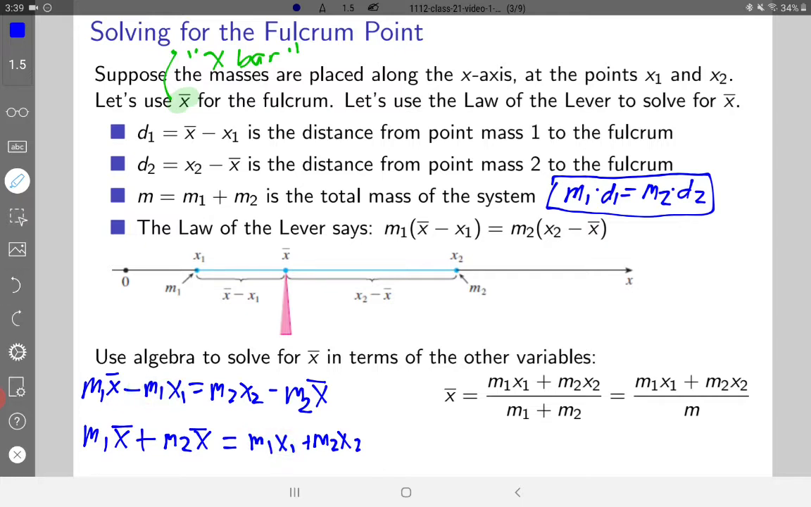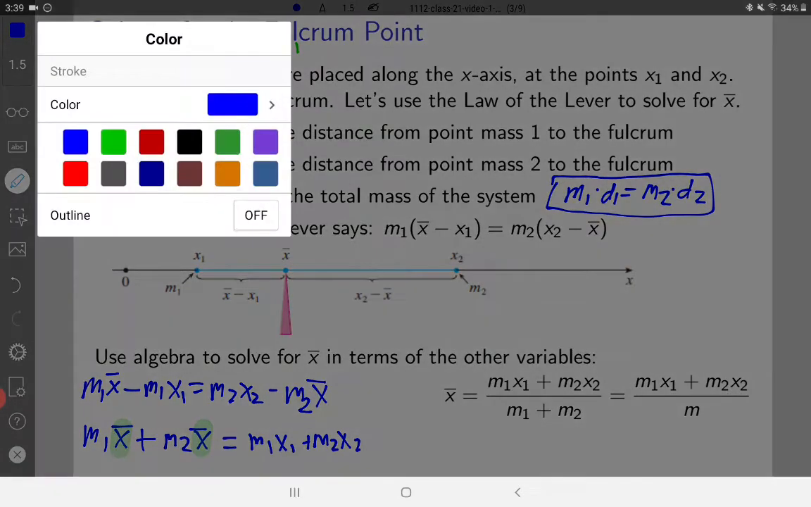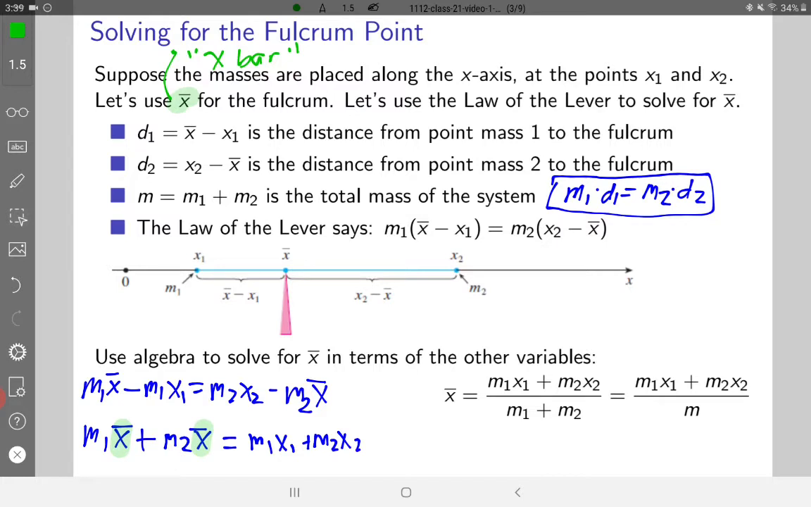Now, what can I do now? I'm trying to solve for that x bar thing that you see right there. And notice that it appears in both terms on the left side of the equation. So I'm going to factor that out. I'm going to undo the distributive property on that left side of the equation. There, I've done that step. I now see x bar times the quantity m1 plus m2 equals the same right-hand side I had before.